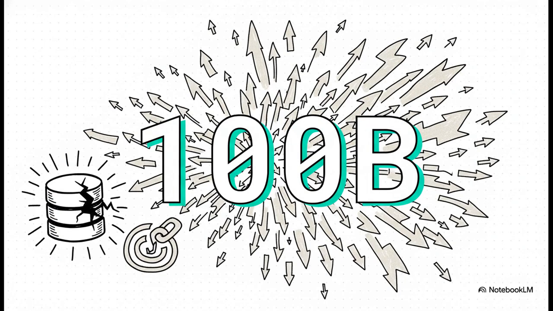So what does massive actually mean? Well, let's put a number on it. We are talking about 100 billion requests every day. That breaks down to about 1.15 million requests per second. Think about that for a second. At that speed, your standard playbook, just using a database auto-increment or a basic UUID, it just completely falls apart. It's not even in the same league. It's a totally different class of problem.